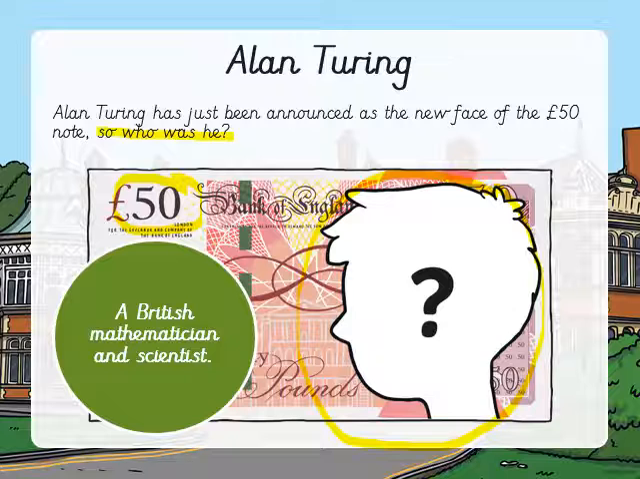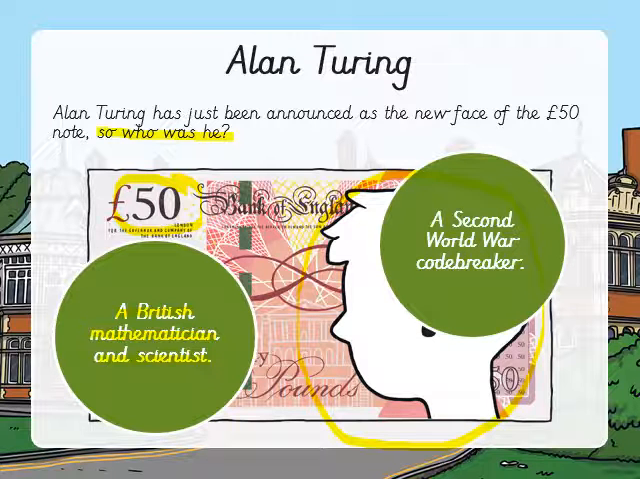He is a British mathematician, which means he does lots of maths, and a scientist. And he is a Second World War code breaker, so he breaks codes. People write messages in codes if they've got a secret and don't want others to read it, and he breaks these codes. So he's very clever.